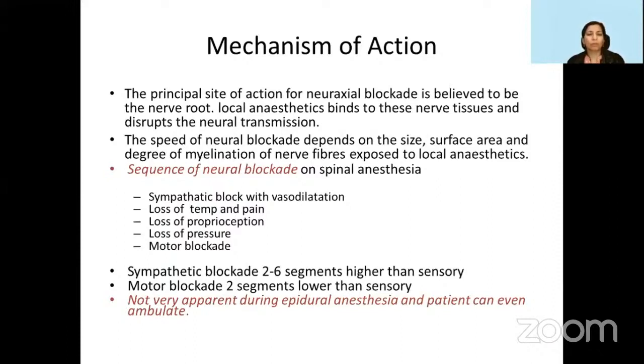First and foremost to be blocked are the preganglionic B fibers, which cause sympathetic block with vasodilation. Then is the loss of temperature, that is the loss of cold sensation, and that is by the blockade of the C fibers. Then is the blockade of the pain fibers by the A beta fibers. Then loss of proprioception, then loss of pressure, and finally, last to be blocked are the A alpha fibers for motor blockade.